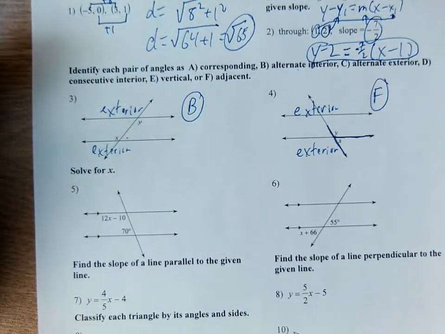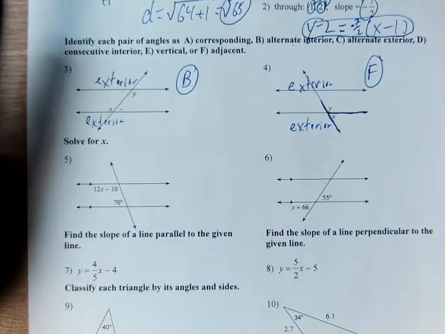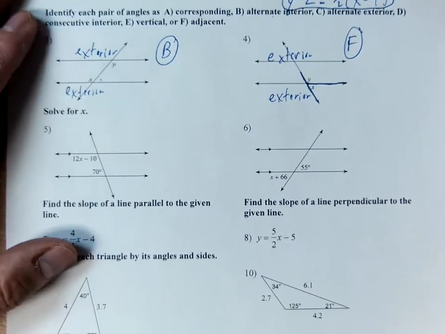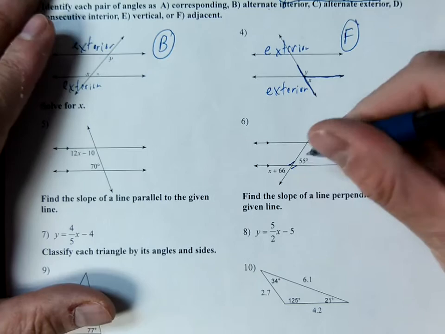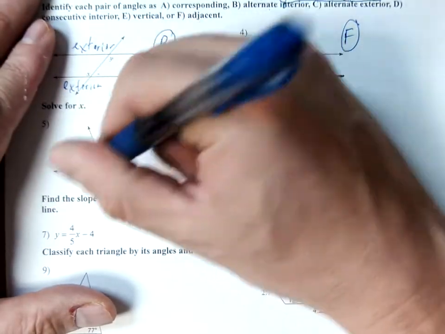Alright, 5 and 6. Decide which of these is supplementary and which of these is equal. That's what you need to do on these questions. I'm going to do one of each. So on number 5, number 6, what do you think? Number 6 is equal. Number 5 is supplementary.